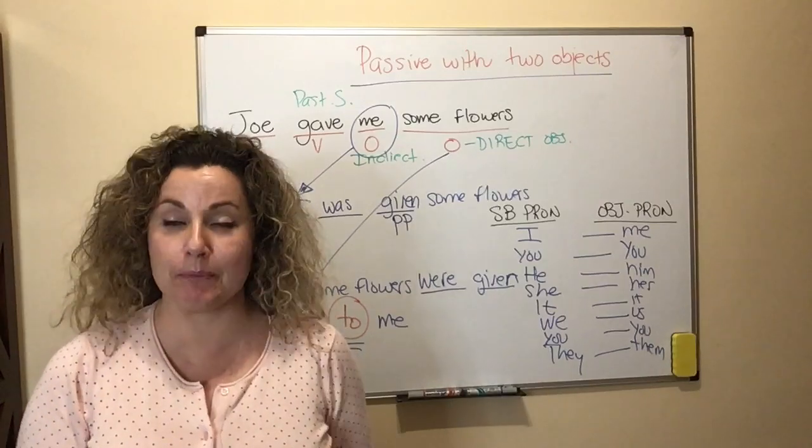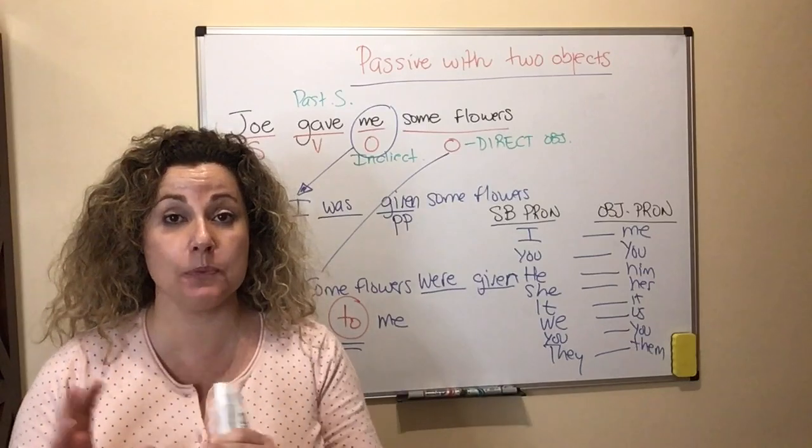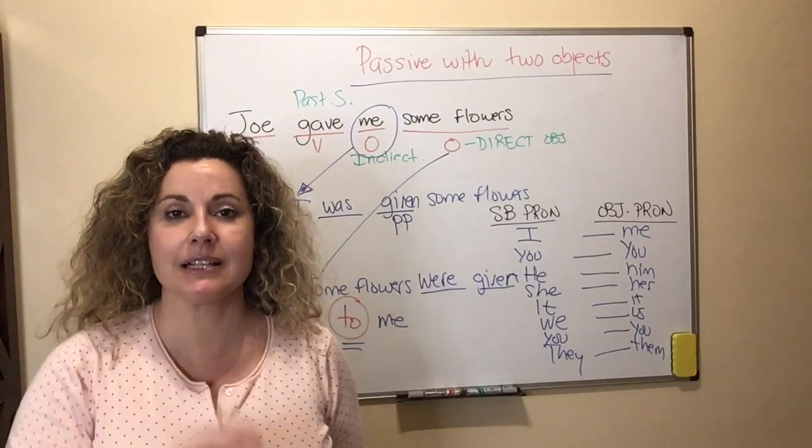I hope this video is useful to transform active with two objects into passive with two objects as well, indirect and direct objects.